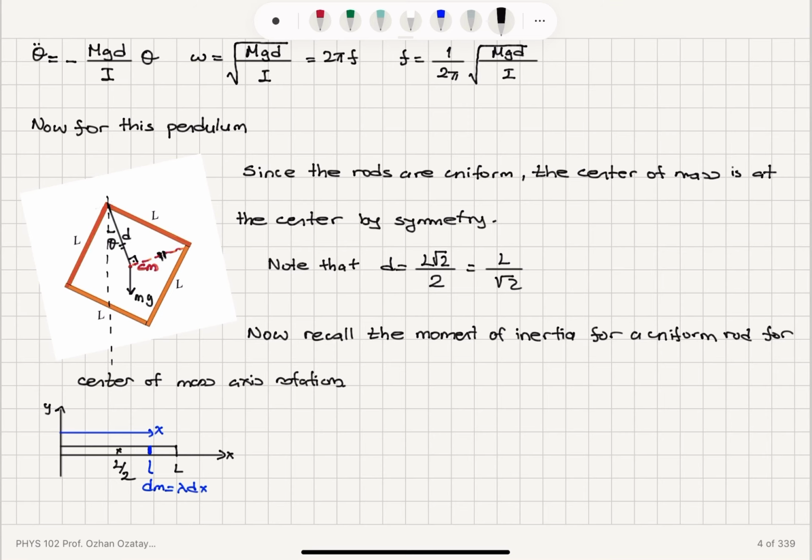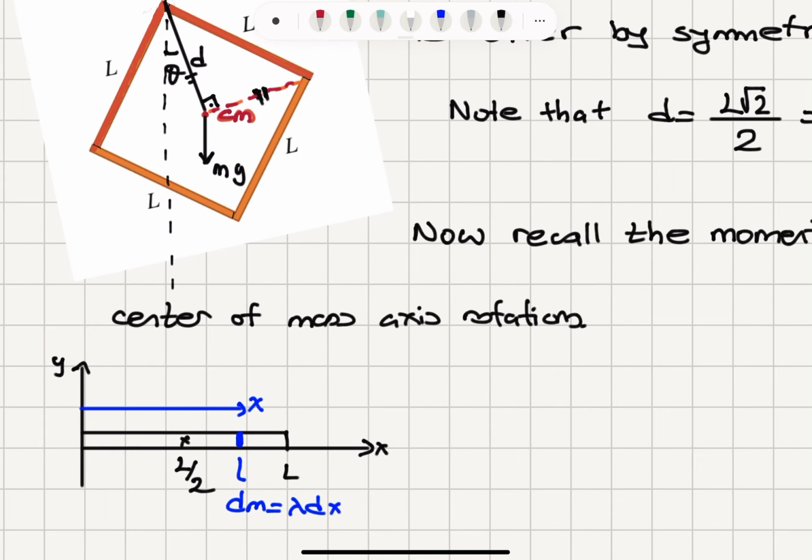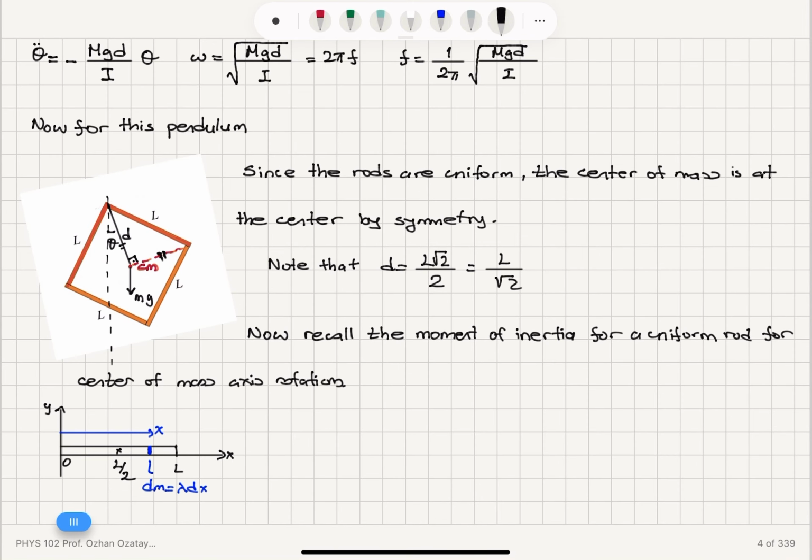So if we put the uniform rod on the x-axis here, starting from x equals 0, extending to x equals L, if we pick a mass element dm with the mass density lambda, which is the total mass divided by the length, times dx, this will be equal to dm. So the moment of inertia for the center of mass axis rotations will be the integral r squared dm.